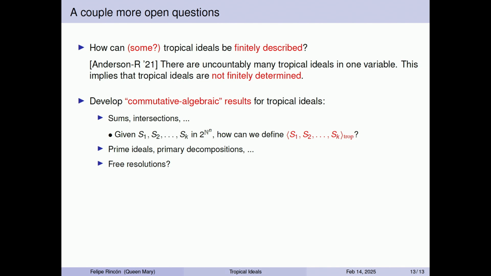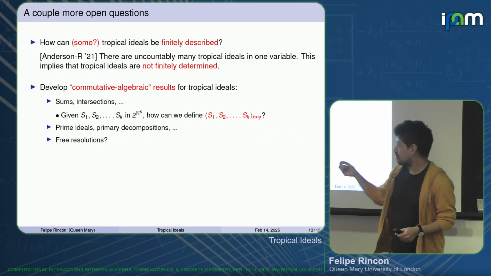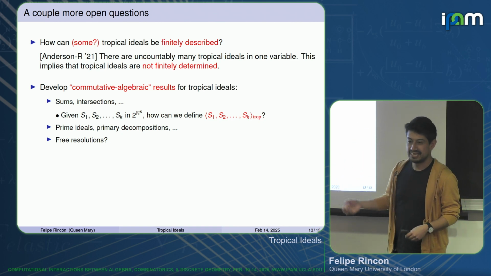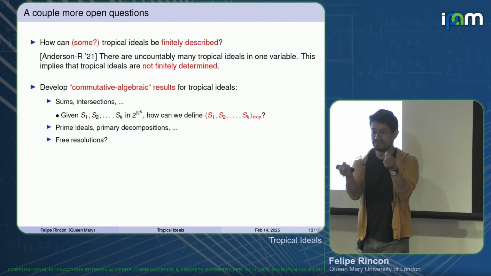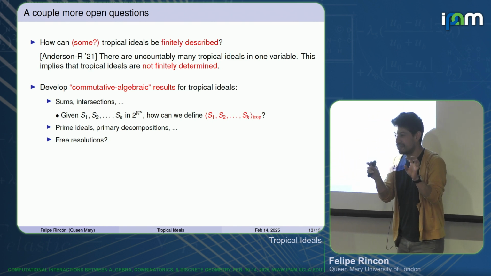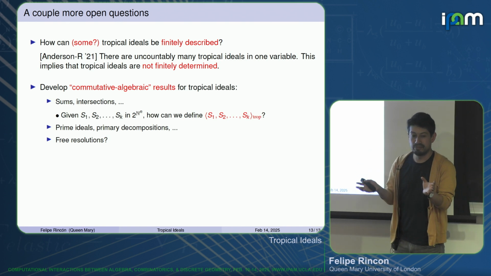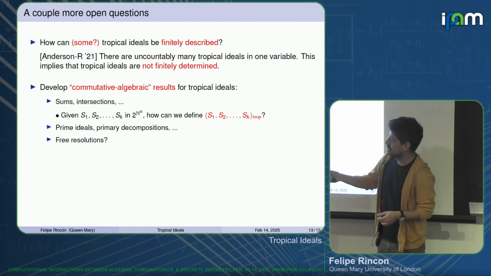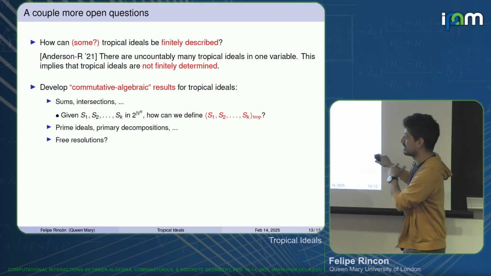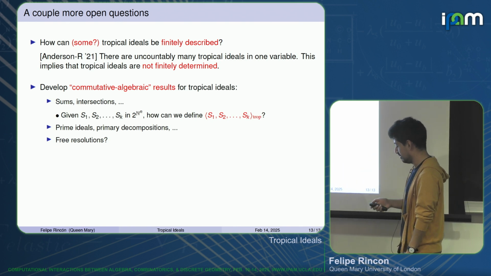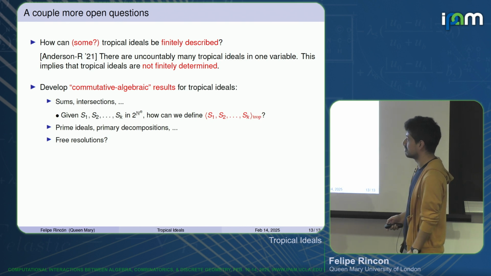Free resolutions, I think this is something that really should be possible. There's something to say here. How can we resolve one of these combinatorial ideals? I think it's possible because we know how to do it for monomial ideals and even for binomial ideals, right? It's just about the combinatorics of the supports of the polynomials, not so much about the coefficients. So there should be some framework where we can put many of the things we have said in this conference about free resolutions for monomial ideals or binomial ideals.